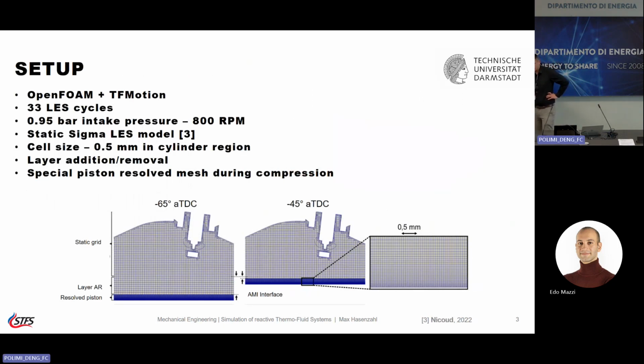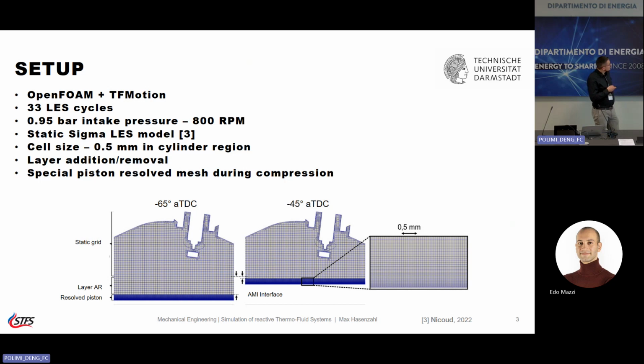Just some small pointers on the setup. Of course, we use OpenFOAM and TF Motion. TF Motion has been called the cousin of libICE, and it's our modification of libICE. In the present study, I have 33 LES cycles that we can then ensemble average to predict the data. The operating point, like I said, is at 800 RPM, 0.95 bar intake pressure, so quite slow RPM, but high load. The LES model is the static sigma model.